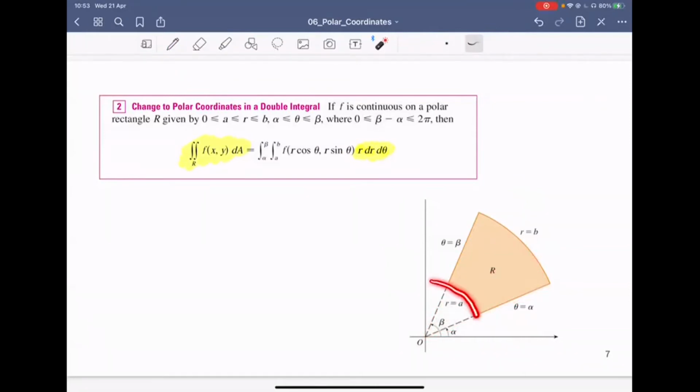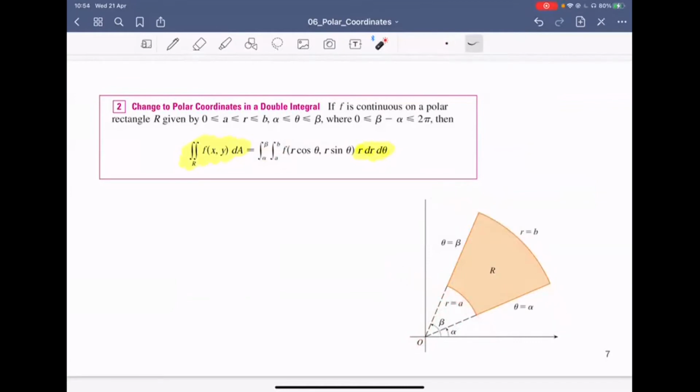And the bottom curve is going to be this, and the top curve is going to be this. That means you have to integrate dr, r from a to b. And then you have theta from alpha to beta here. This is theta. Look at this picture: you have theta equal to alpha, theta equal to beta here. And then you have r equal to a here, r equal to b here.